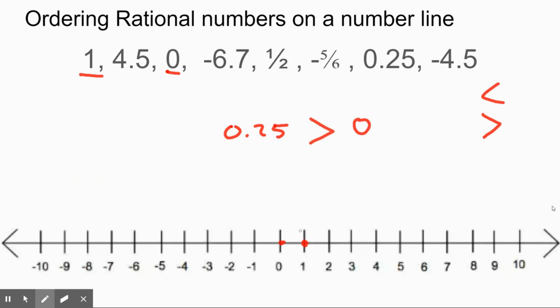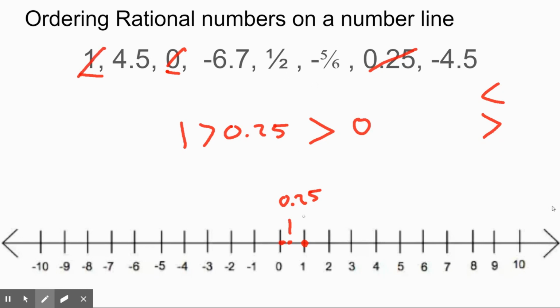We also know that it's going to be less than 1, so that means that our 0.25 needs to go about there. And that's not perfect, but it gives you the idea of where it's roughly supposed to go. So we've done that one. We can cross that off. We can cross off the other ones that we've done as well. And then we have a bunch more to do.